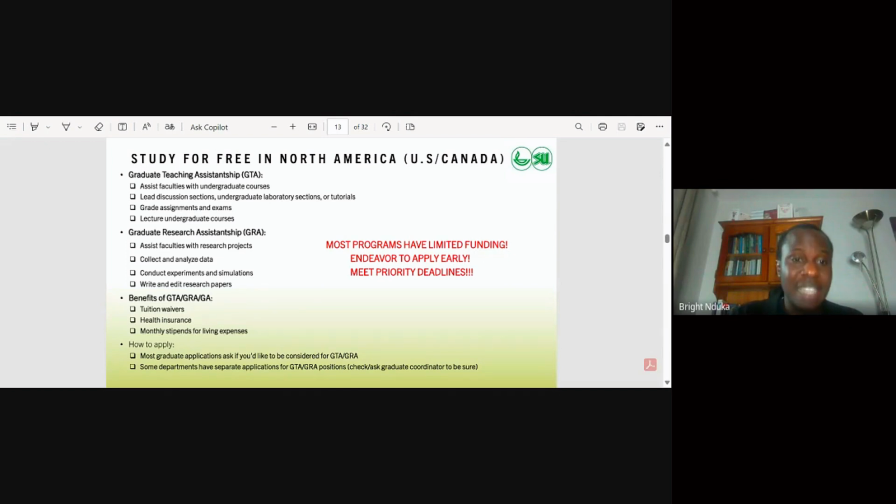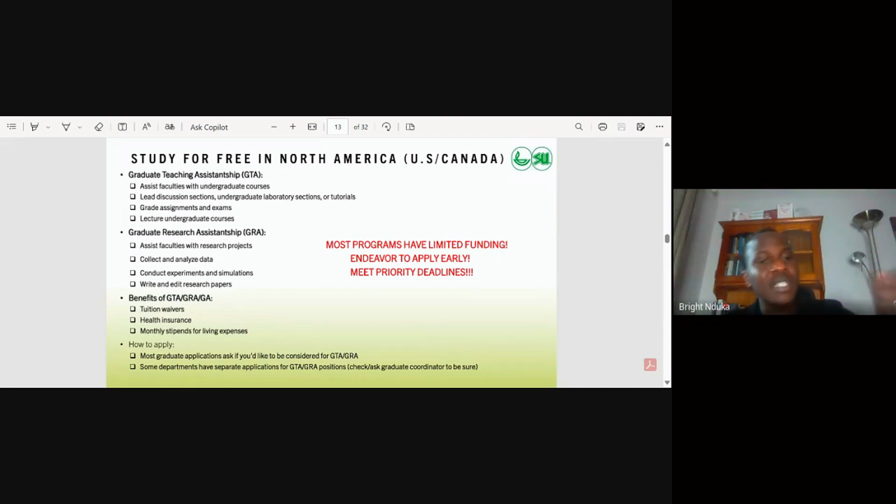What you do is assist faculties with undergraduate courses. You teach, so it's more like a teaching assistant role. You lead discussion sessions, undergraduate laboratory sessions, tutorials. You grade assignments and exams. You lecture undergraduate courses. So you are studying, your school fees is covered, and then you carry out all these responsibilities, and you are paid a stipend every month. Okay, that's the graduate teaching assistant.